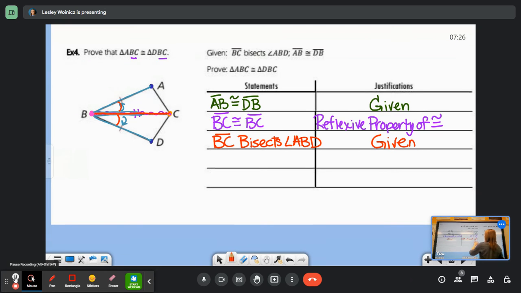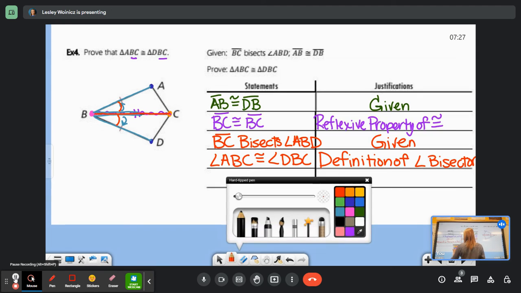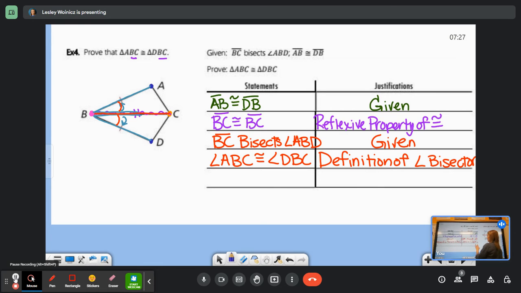So I'm going to say angle ABC is congruent to angle DBC because of the definition of a bisector, angle bisector. Okay, so I have my two sides, I have my included angle, I'm ready for side angle side. I know these triangles are congruent.